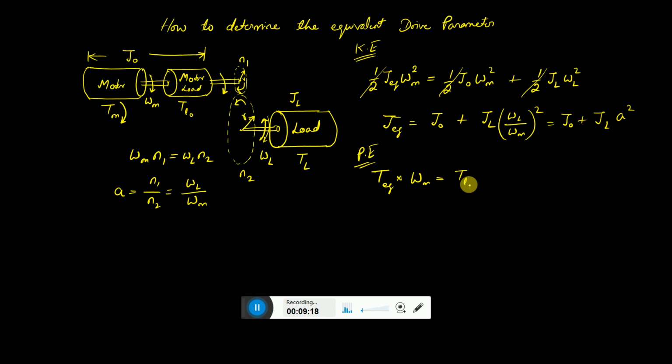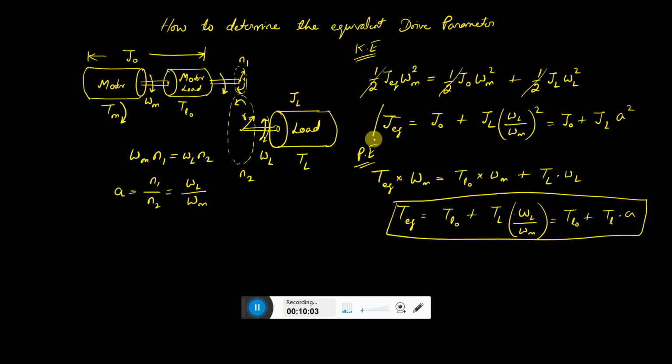So T_L0 is the torque of the motor because of its inertia or something, because it has a load, representing the motor's own load. So T_L0 is the torque, multiplied with omega_m. Another torque is T_L, multiplied with omega_L. So here we can easily find the equivalent torque referred to the motor end, which is equal to T_L0 plus T_L omega_L by omega_m, and that is equal to T_L0 plus T_L into A. So we get the equivalent torque.